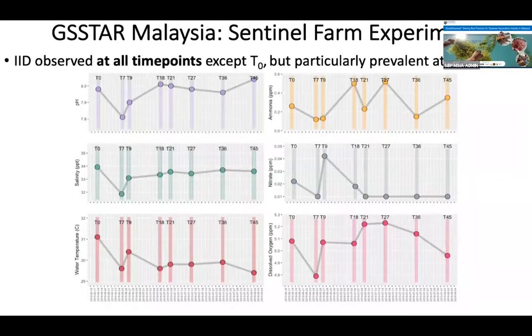Going back to our sentinel farm experiment, we found that IID was observed at all time points after T0, so the day that the plants went out on the ropes, but was particularly prevalent at the T9 and the T18 time points, which I'll be focusing on in the preliminary results today. Generally, fewer IID affected tissues were available to be collected from the later time points, but this is not because the disease was less prevalent over time. Rather, as disease progressed, affected plants detached and were lost to the tide.